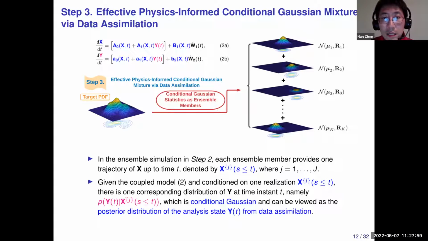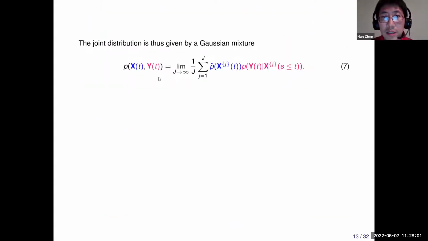Then with this step, we can write down the joint distribution in the following way, which first contains the kernel density estimation of X. And remember, I said I use a Gaussian kernel for each ensemble member of the Monte Carlo simulation here. Then conditional on each Monte Carlo point, we have this conditional Gaussian distribution from the previous closed analytical formula related to data assimilation.